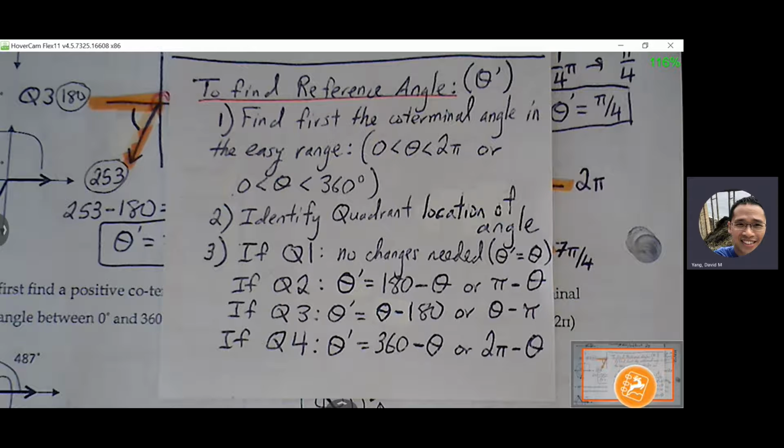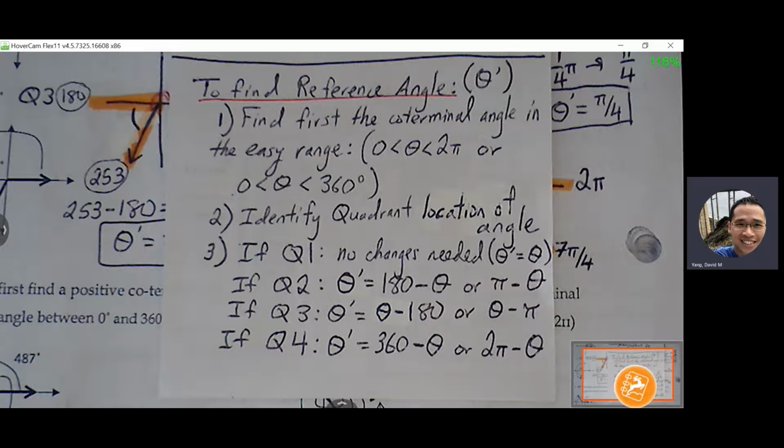If you're in the third quadrant, very similar. Your closest x-axis is still the 180-degree line. So you just do that angle minus 180, or theta minus pi. Again, the important thing is that you recognize which angle measure to use. If you accidentally subtract the smaller minus the larger, it's okay. You'll just see that negative and drop the negative. Reference angle always has to be positive.